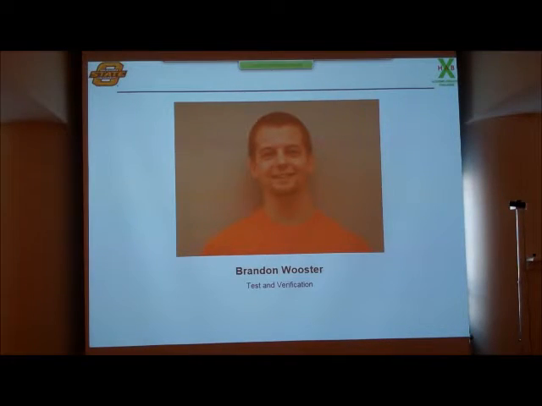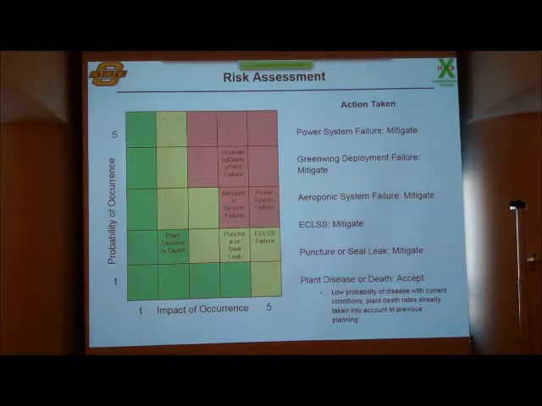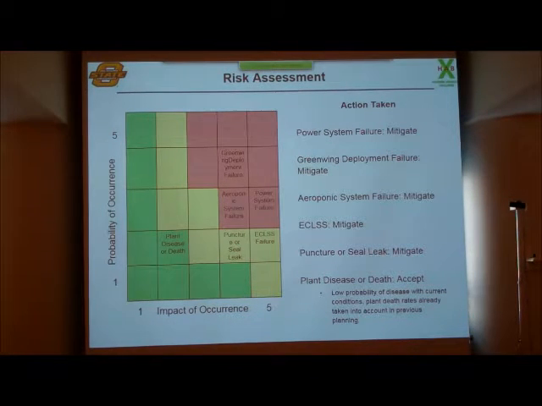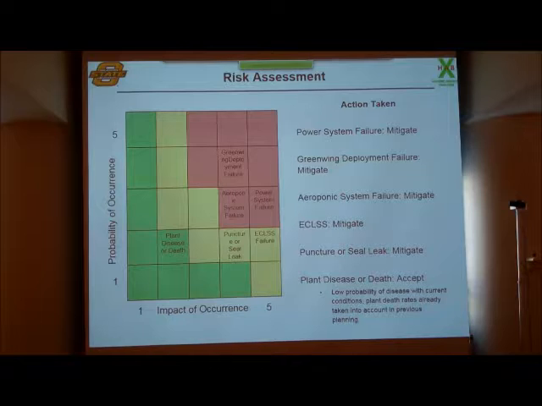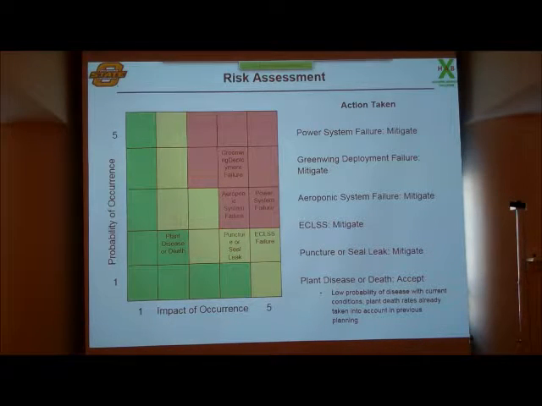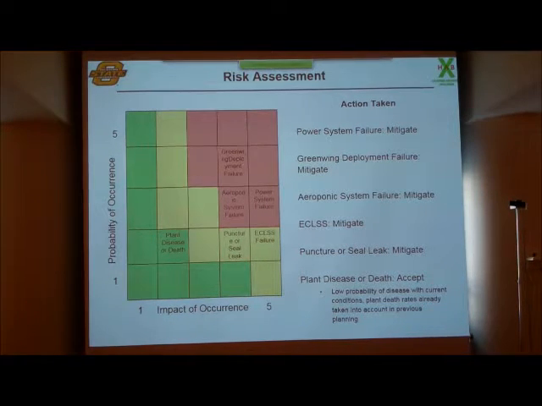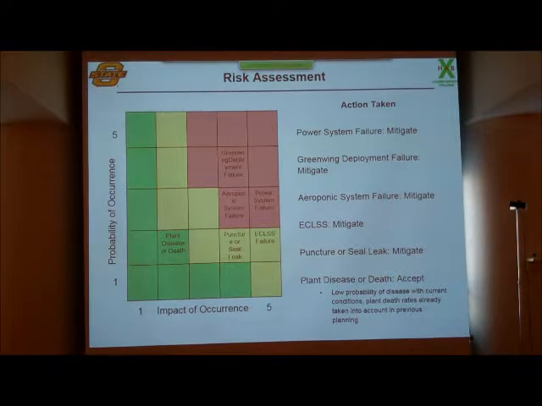All right, we'll start off talking a little bit about our initial risk assessment. So several risks were recognized and assessed during our design process. And the risks that pose the most significant threat to the design are shown in this risk assessment matrix here. These include green wing deployment failure, power system failure, aeroponic system failure, environmental system failure, puncture to the green wing, and also plant disease or death.